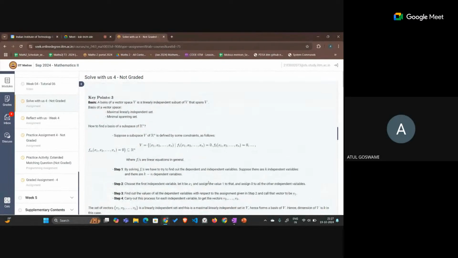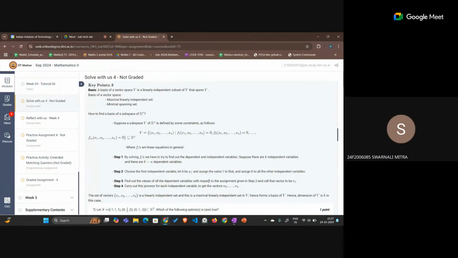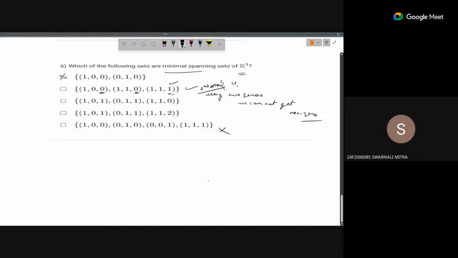This is key point three. It is about a basis of a vector space: a linearly independent subset of V that spans V. What about the third option in that question? Is it independent or dependent? Linearly dependent, because the third vector is just a linear combination of the first and second. If we add the first and second, we can get the third easily.